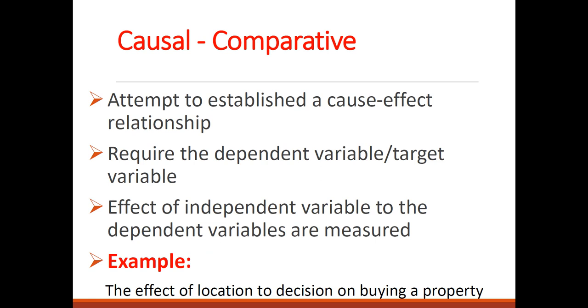For causal, you attempt to establish a cause and effect. So with cause and effect, when one variable changes, what happens to the other variable? If you have the same type of house, but you increase the price of the house, what will be the decision? If you can find this cause and effect, that means you are doing causal comparative research. So this is a higher level of quantitative research.